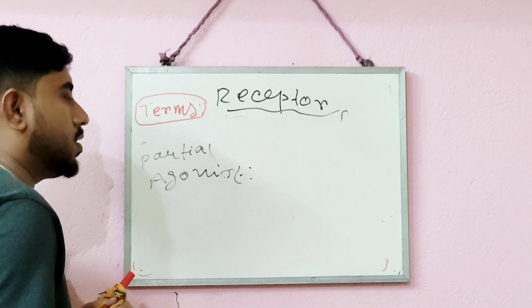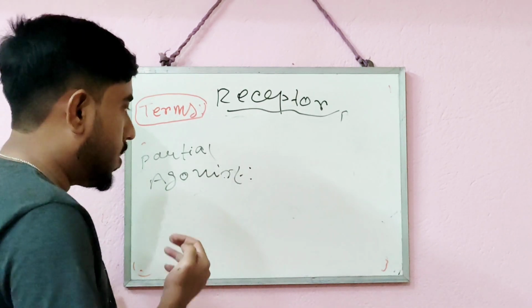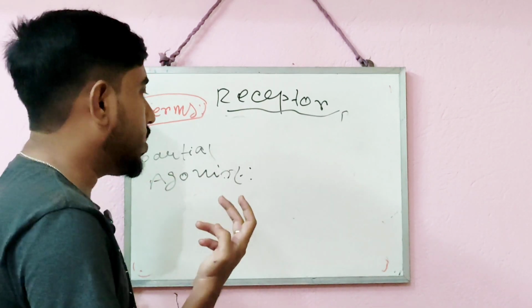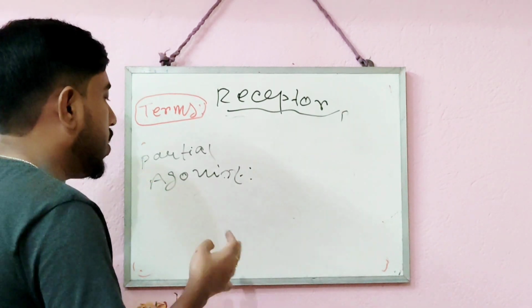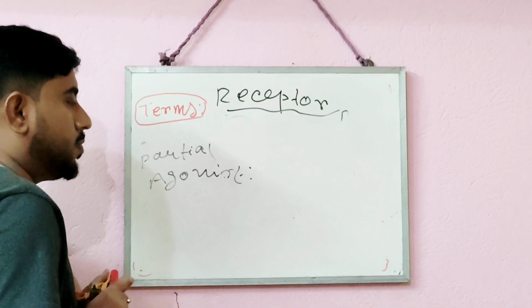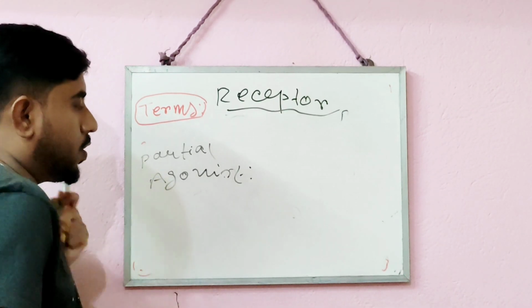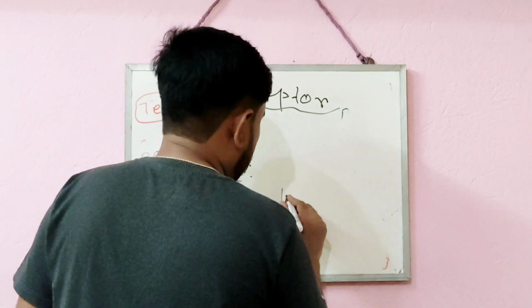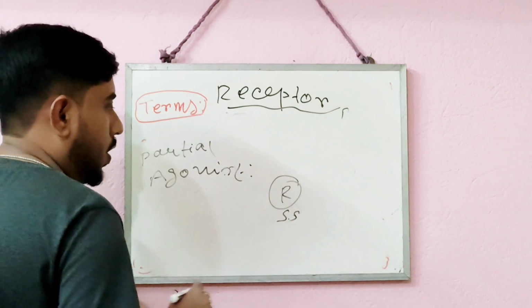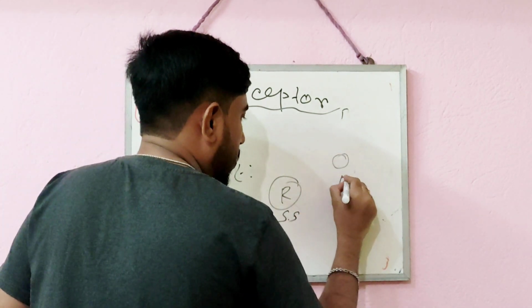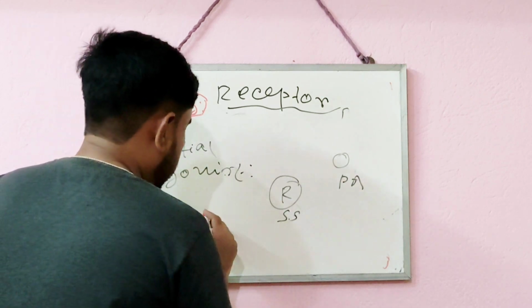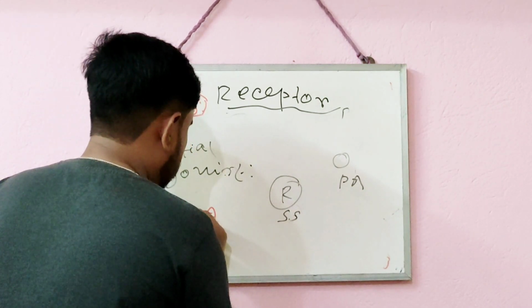Now think about partial agonist. Partial agonist means what? Partial means that they are not going to show their action as high or as potently or as efficiently as agonists do. We can easily understand this by a simple diagram. Just think that is one receptor, its specific site is present here. Now it is a partial agonist, and that is a full agonist, or normal agonist.